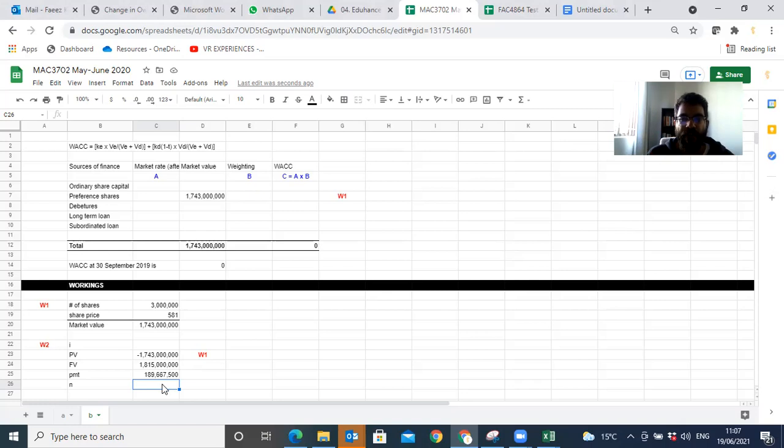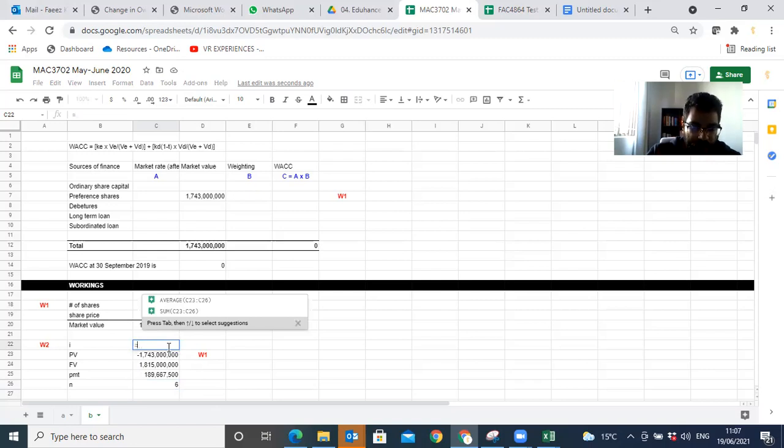The remaining number of years is, from 30 September 2019, 2020, 2021, 2022, 2023, 2024, 2025. So it is 6. It is the remaining number of years, 6, times the number of payment periods or compounding periods per year, which is 1. So there we go.